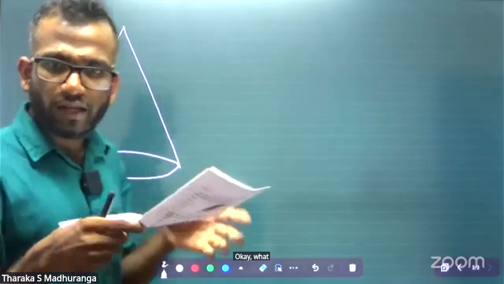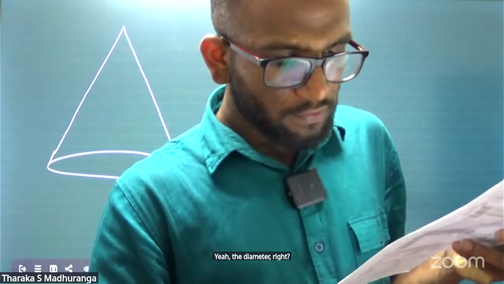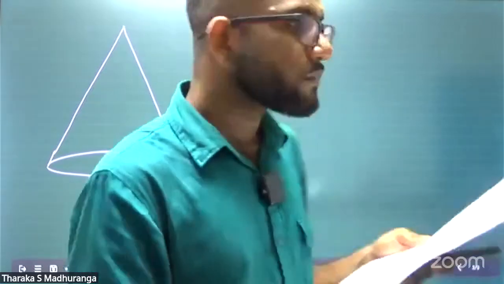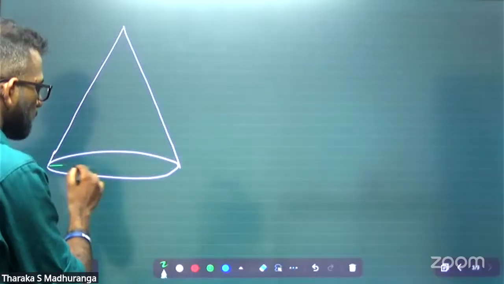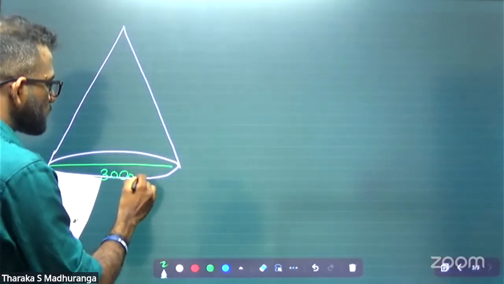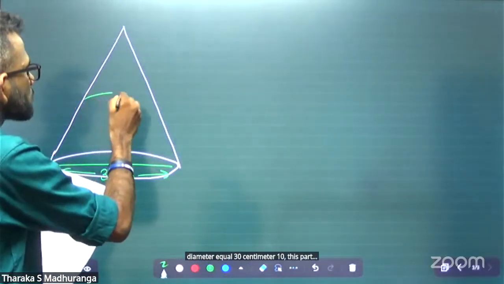Okay, what is the radius? Let's open our soft copy. Is it clear? Yes, it is 30 centimeter, the diameter, right? The diameter equals 30 centimeter, and this part is cut out.